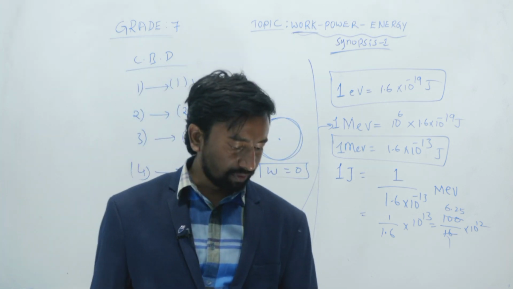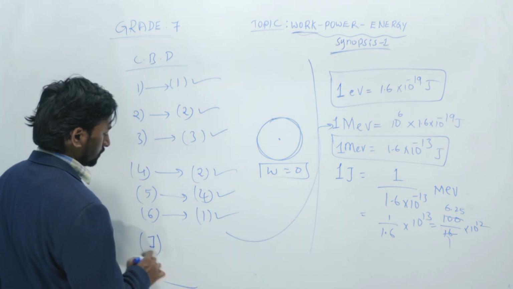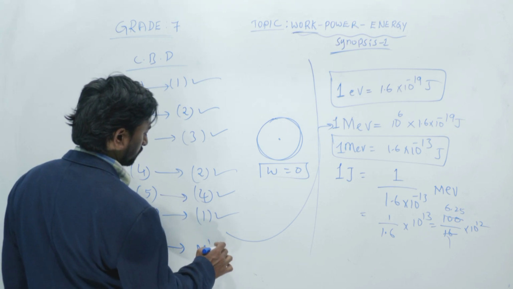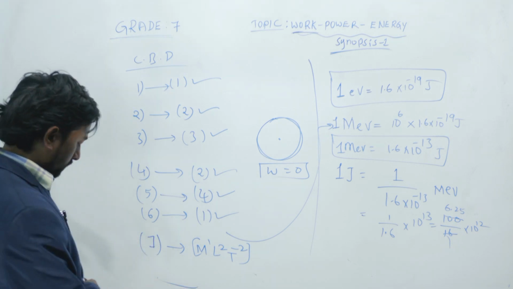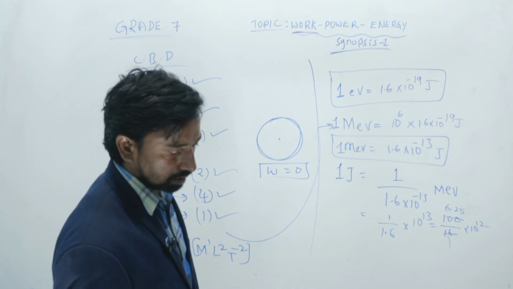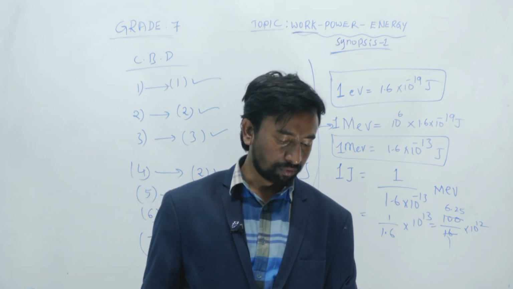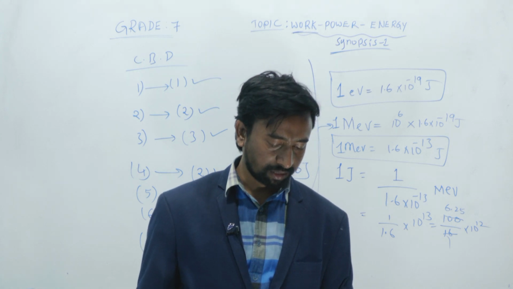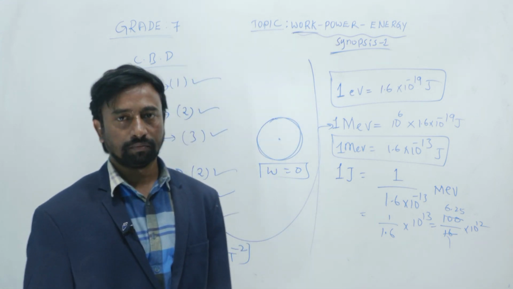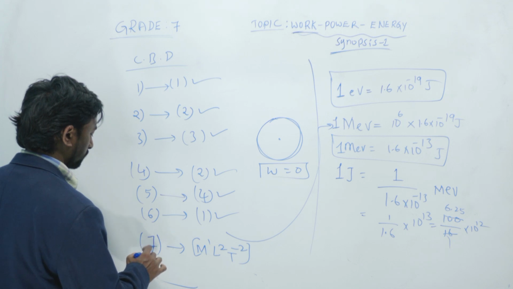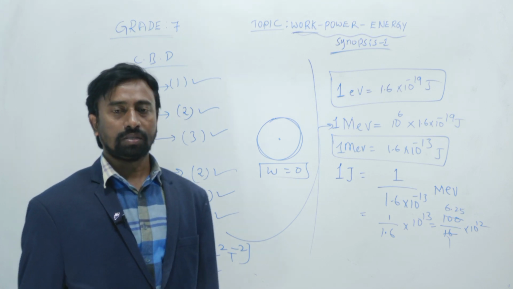Now the seventh one: the dimension formula of work done. That is M power 1, L power 2, and T power minus 2. Next, the eighth one: work done on the object does not depend upon displacement, force applied, angle between the force and displacement, or initial velocity of the body. So it is option 4. The eighth one is option 4, it does not depend on the initial velocity.